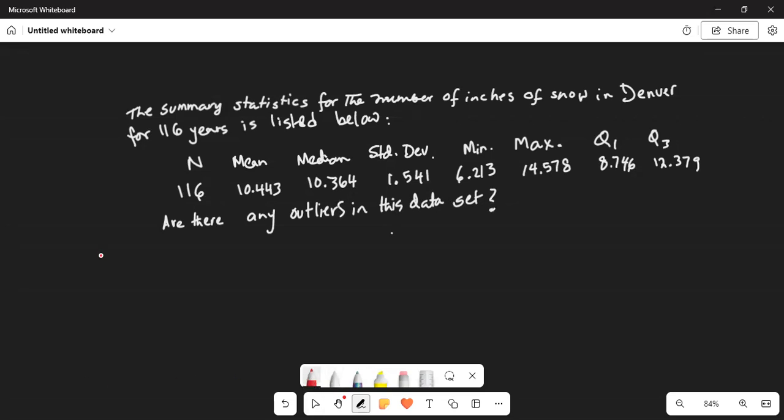So first we will find the interquartile range, which is IQR. It is the range of the middle 50% of the data. That is how widely the middle 50% of the data are spread out. So it is given by Q3 minus Q1.